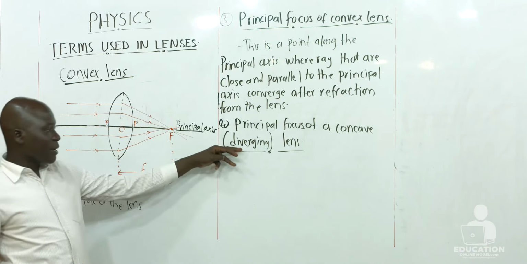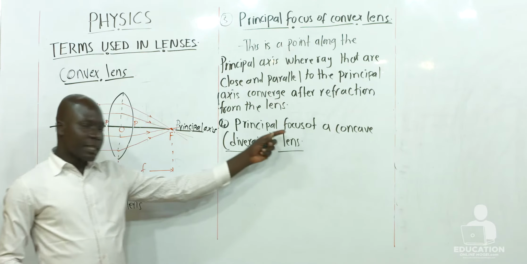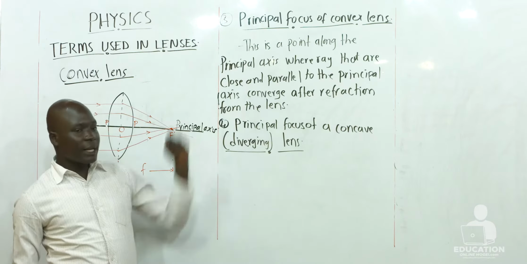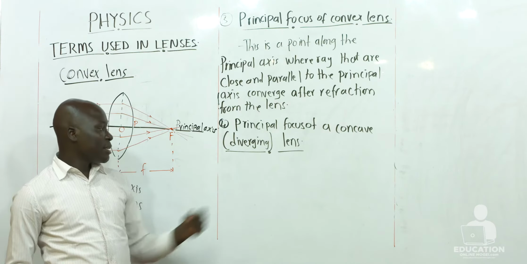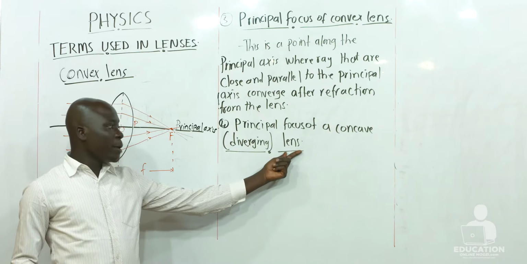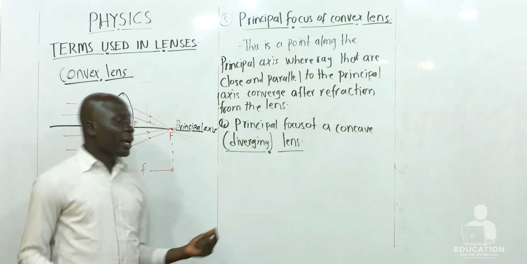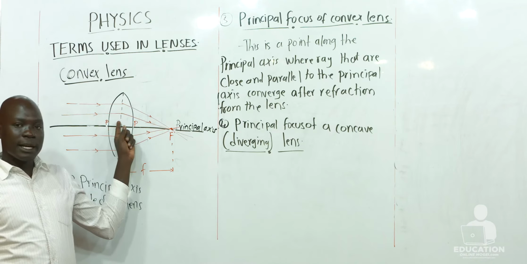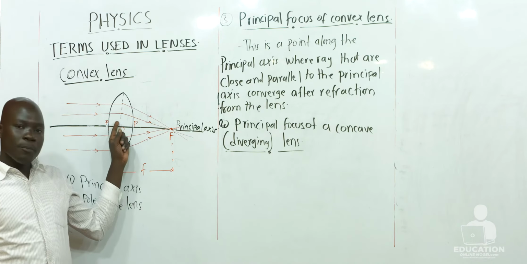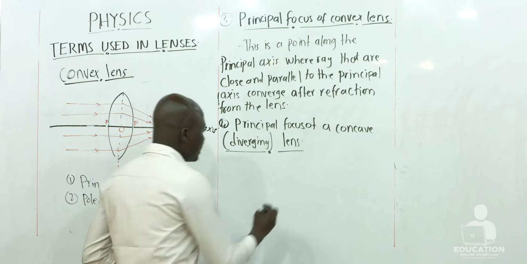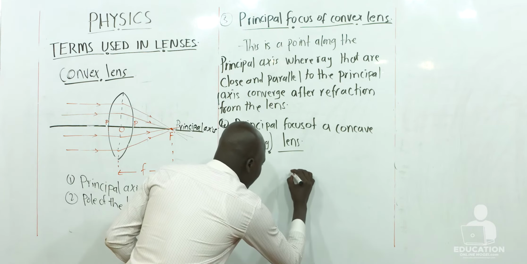So we are specifying them because there's some difference in the principal focus of a concave lens and of a convex lens. Now, for us to also know where the principal focus of a concave lens lies, we have to also draw a ray diagram. That is for light being refracted through a concave lens. Now, consider a concave lens.